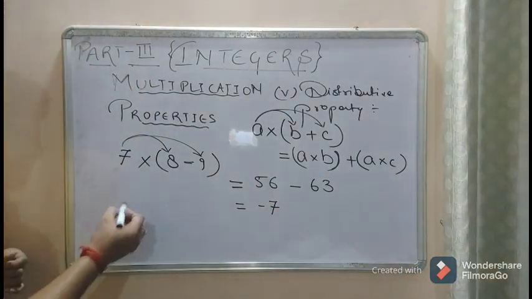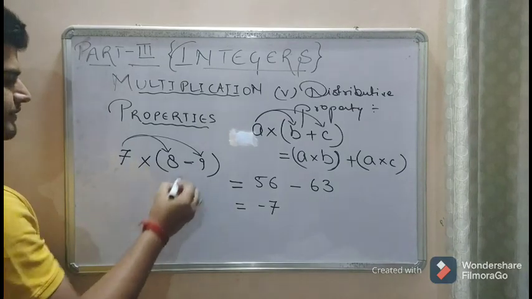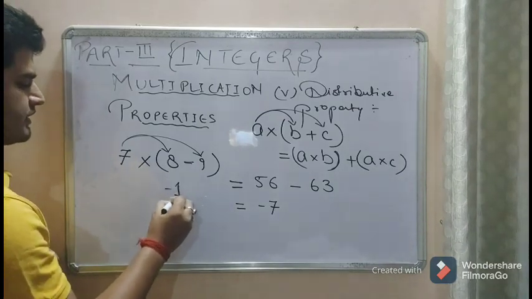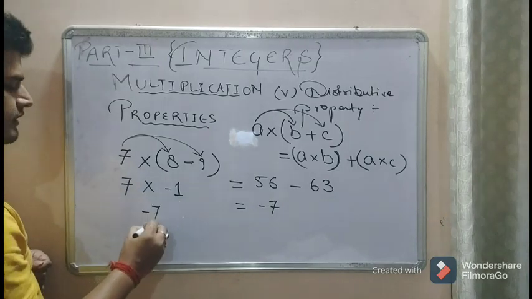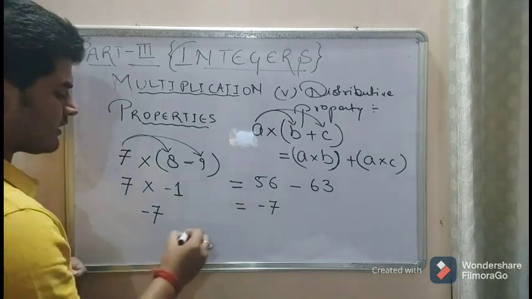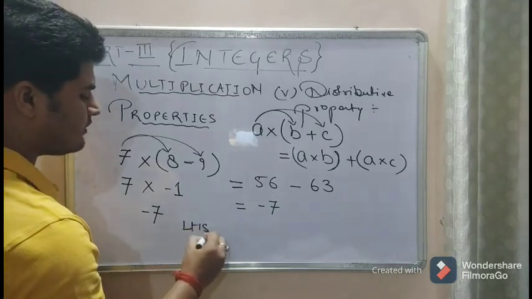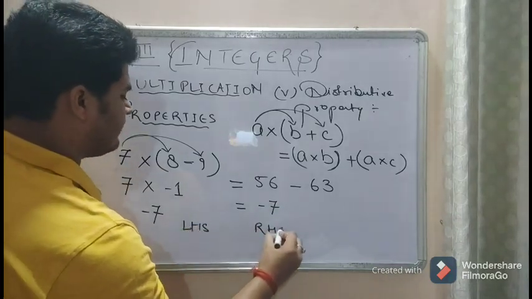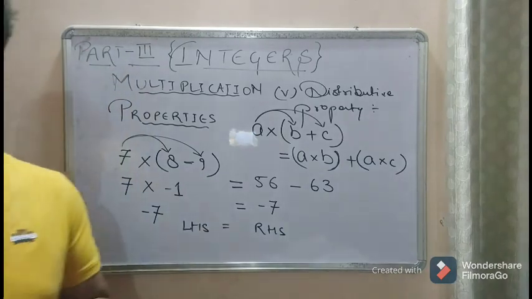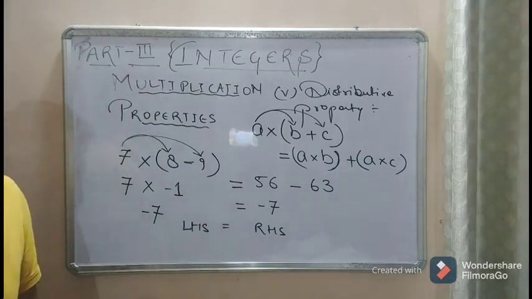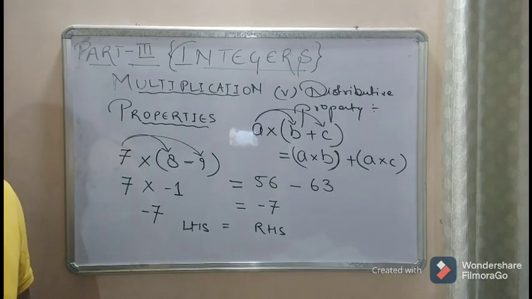So if on the left hand side you would have solved, 8 minus 9 would have given you minus 1, and minus 1 multiplied with 7 will again give you minus 7. So both the results are coming out to be the same. The left hand side is equal to the right hand side, hence verified. Hence this law is verified. It has been proved that it is true for the multiplication distributive property.